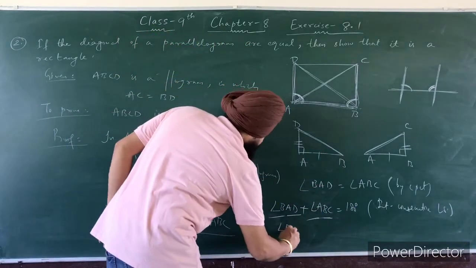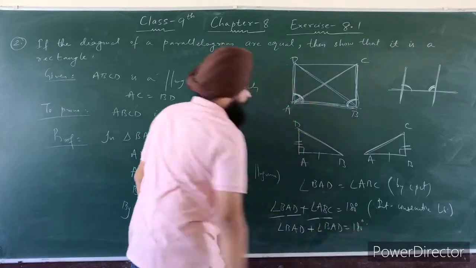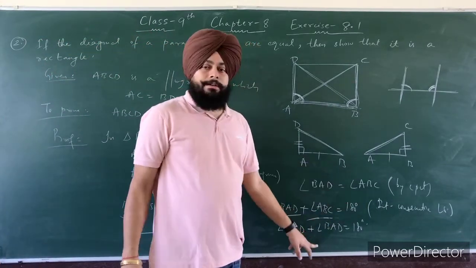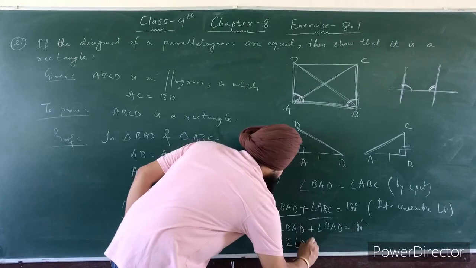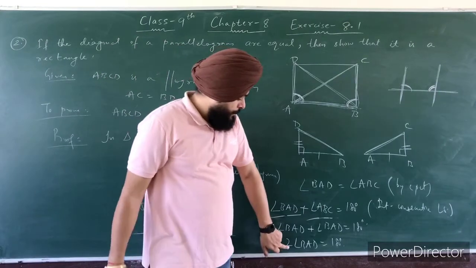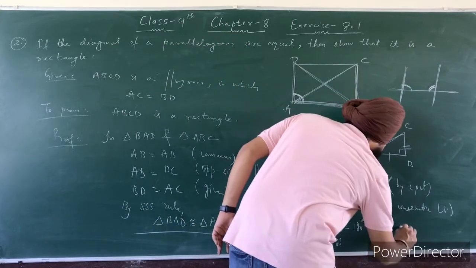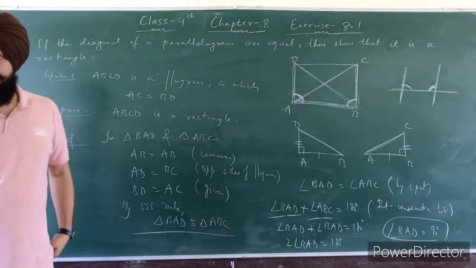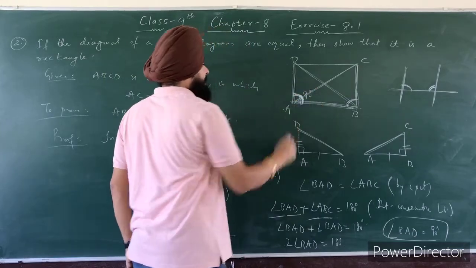So angle BAD plus angle BAD is equal to 180 degrees, since I can write angle ABC as angle BAD. It is 2 times angle BAD equal to 180 degrees. When 2 goes to the right hand side, it divides 180. So the value of angle BAD is 180 over 2, which is 90 degrees. It means the measure of this vertex angle is 90 degrees.